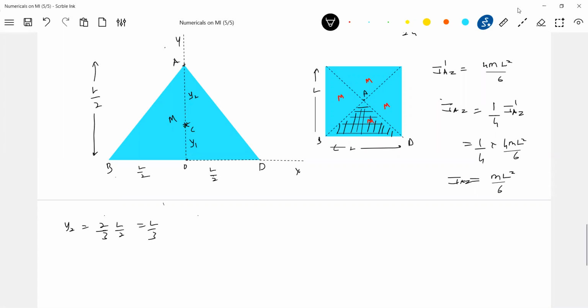Now, this is the height of the triangle, so the length of the median. So we know Y2 will be the centroidal distance of L by 3 from this one. So the distance, this is AC.